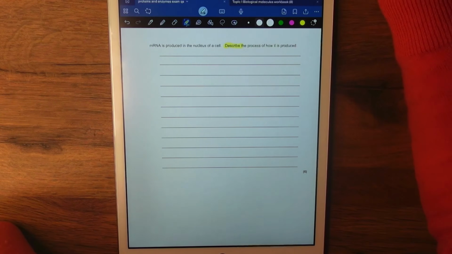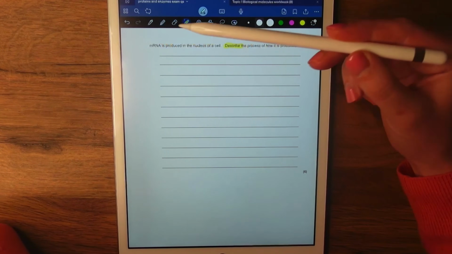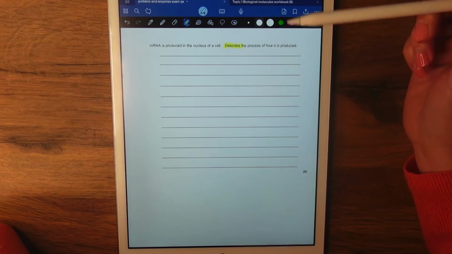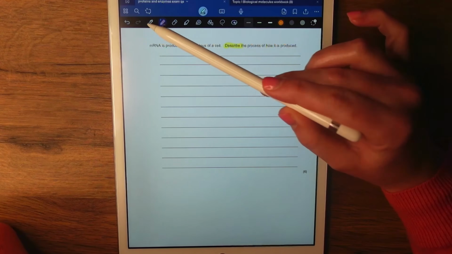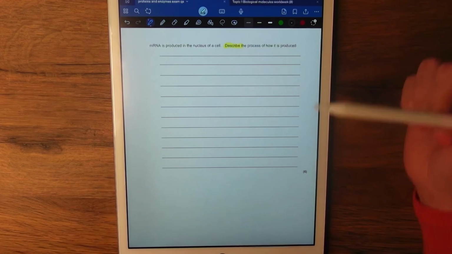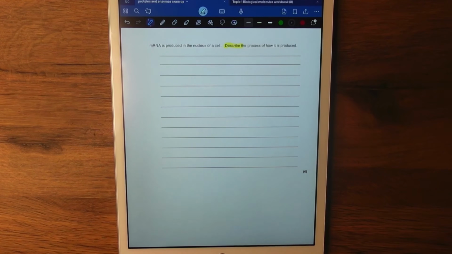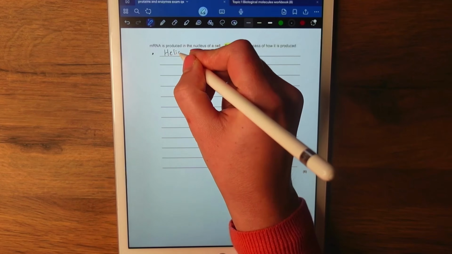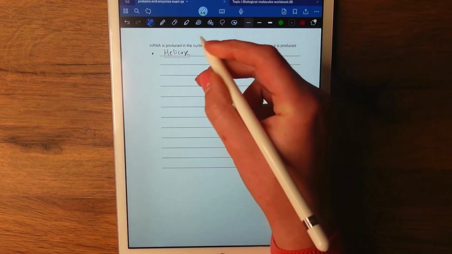So to start with then, this is basically transcription. That's when we've got DNA being converted or copied into an mRNA copy. And one of the key things that they always look for in the mark scheme is naming the different enzymes involved and saying what the enzymes do. So that's where I'm going to start. Helicase, that's the first enzyme.